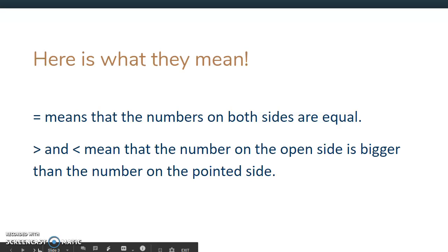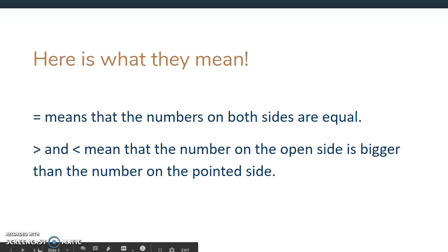The equal sign means that both numbers are equal. So whatever number is on either side of the sign, they are the same thing. The greater than and less than sign mean exactly what they sound like. It means that the number on one side is bigger or smaller than the number on the other.